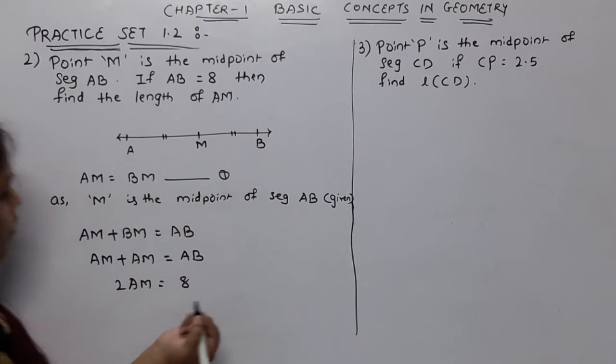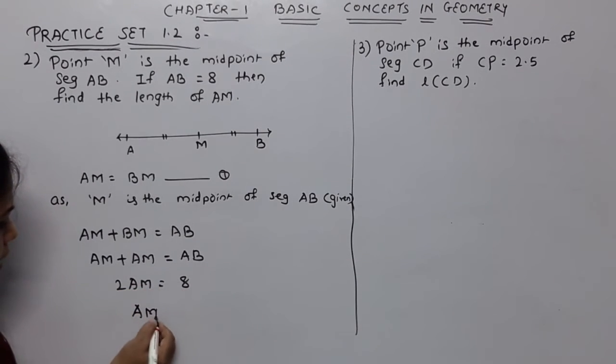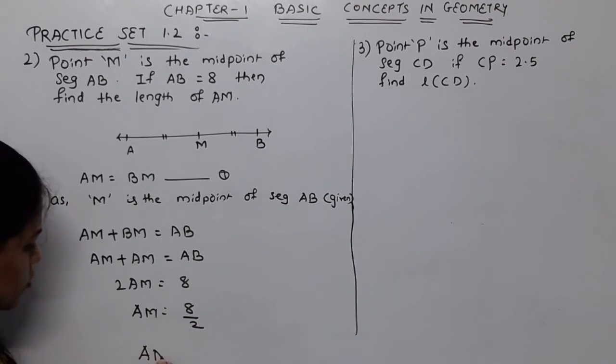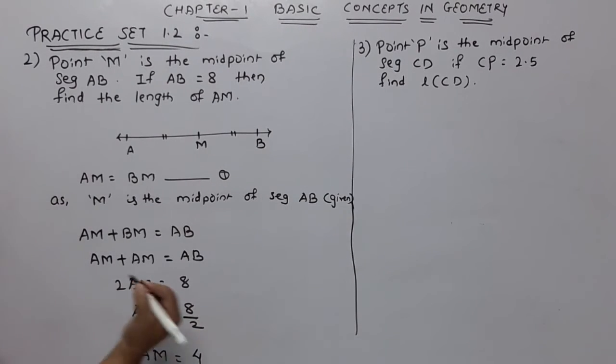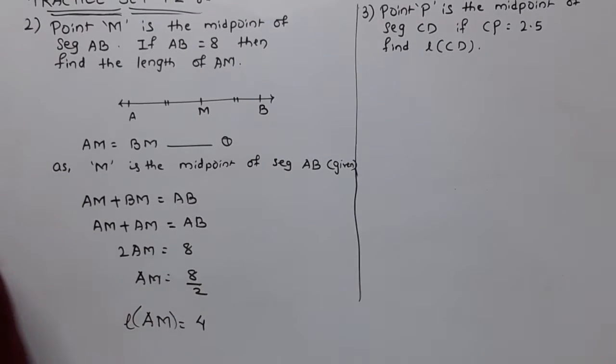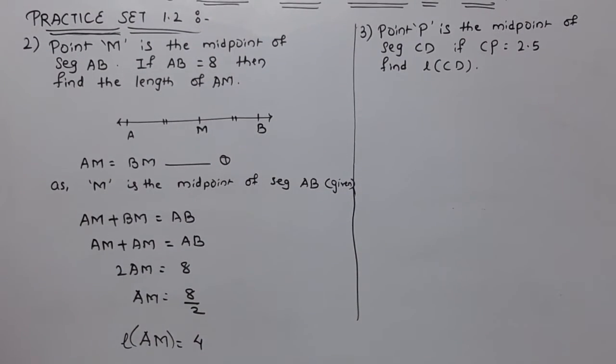2AM is equal to 8. AM is equal to 8 upon 2. AM is equal to 4 units. Okay, so length AM equals 4 units.